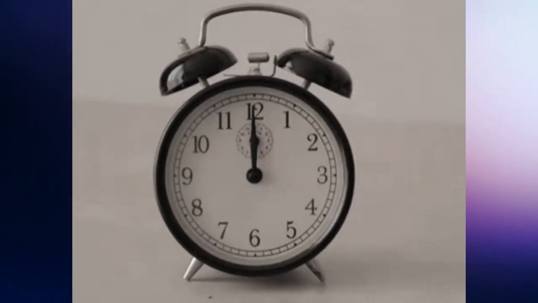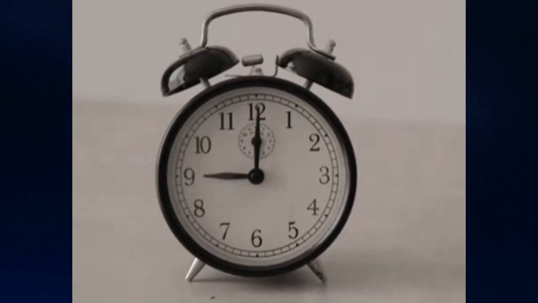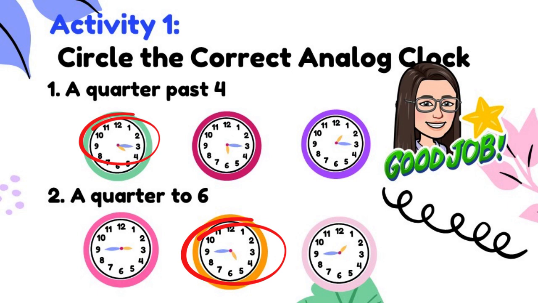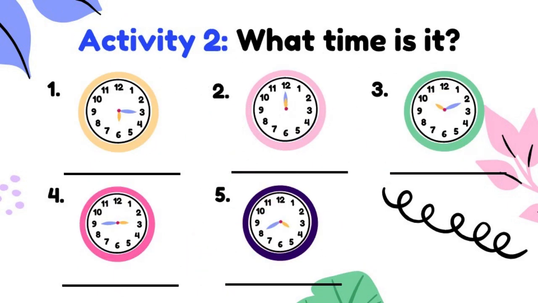Isn't it amazing how you learnt about time? I guess you're now ready for the activity. Activity 1. Circle the correct analog clock. 1. A quarter past 4. If your answer is this, then your answer is correct. 2. A quarter to 6. If your answer is this, then your answer is correct. Okay, you got it right. Good job. Wow. Let's go to activity 2.